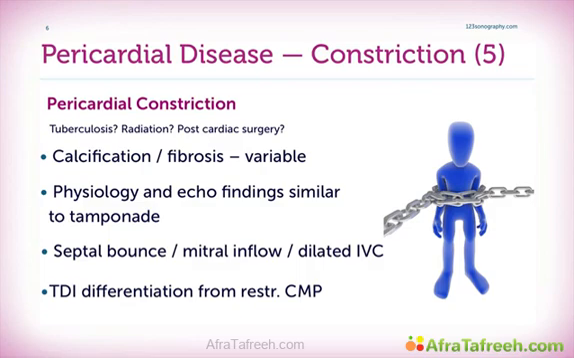The physiology and echo findings are very similar to tamponade. You will also find a septal bounce, a decrease in the mitral inflow signal during inspiration, and a dilated inferior vena cava. Tissue Doppler is helpful to differentiate constrictive pericarditis from restrictive cardiomyopathy.